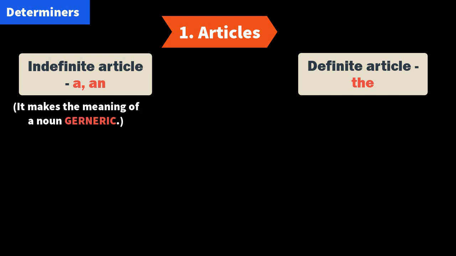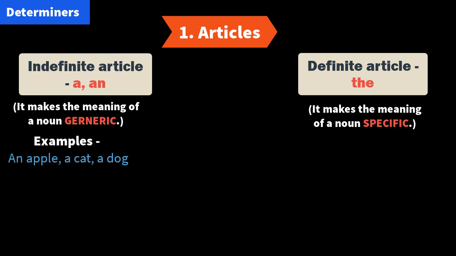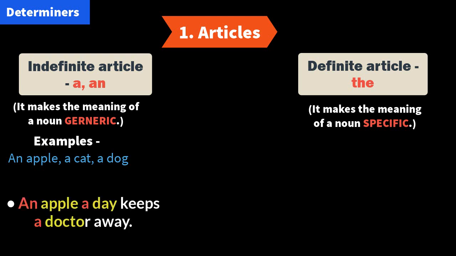An indefinite article makes the meaning of the noun general, right? But a definite article makes the meaning of the noun specific, right? Let's take some examples like an apple, right? Any apple. A cat, any cat. A dog, any dog, right? It's not making the meaning of the word apple or cat or dog specific. It's not referring to a particular apple or a particular cat or a particular dog.